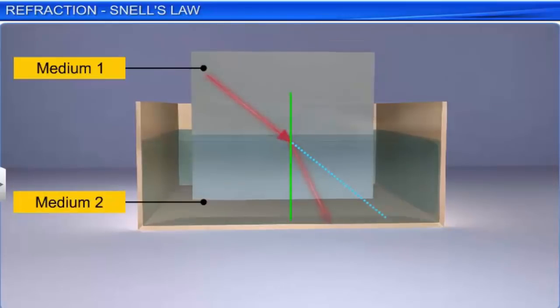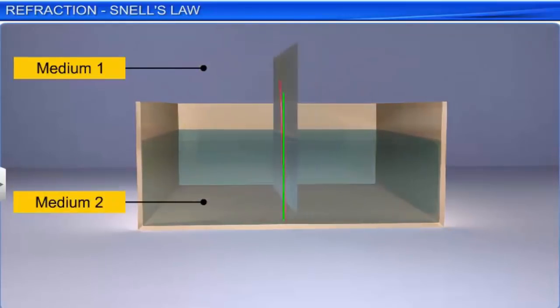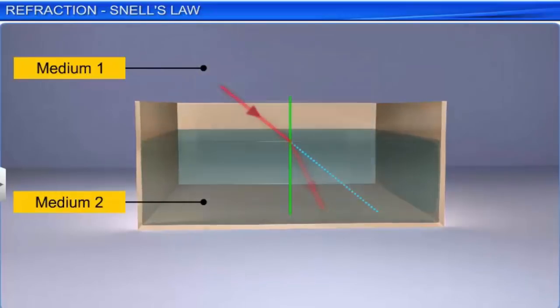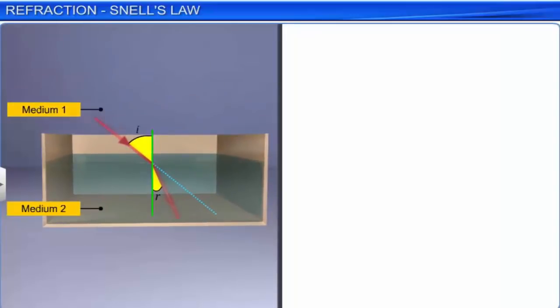2. For a given pair of media, the ratio of sine of the angle of incidence to sine of the angle of refraction is a constant. This can be written as sine i by sine r is constant and is known as Snell's law. The constant in this equation is called the refractive index of the second medium with respect to the first medium, and is denoted by n21.